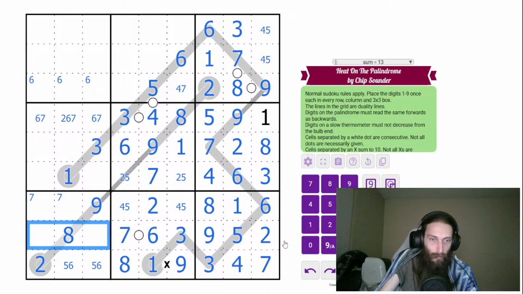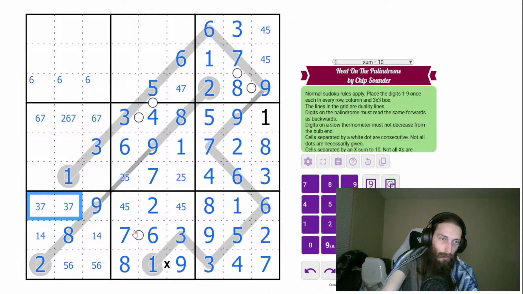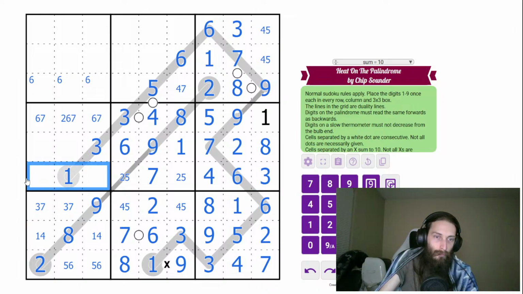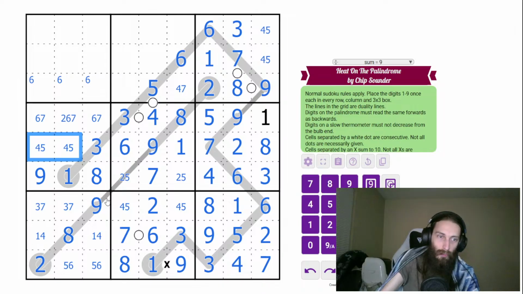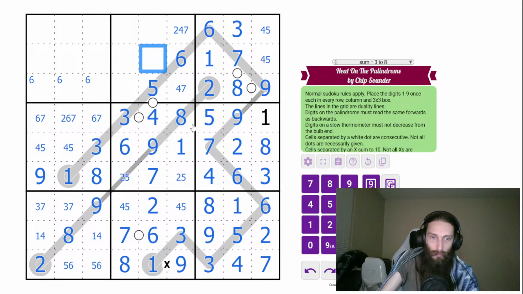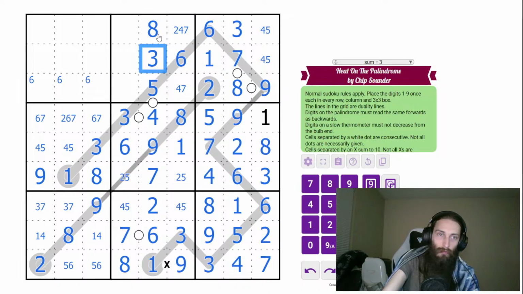Alright, these two are 1 and 4. Yeah, 4. 7 and 3. I've got a 2, 5 pair. So 1, 2, 3, 4, 5, 6, 7, 8, 9. And the 9 here fixes that. 4 and 5 going across. 2, 4, 5, 7. Not a 5 because there's a 5 in the box. 3 and 8. 3 here, so give us those.